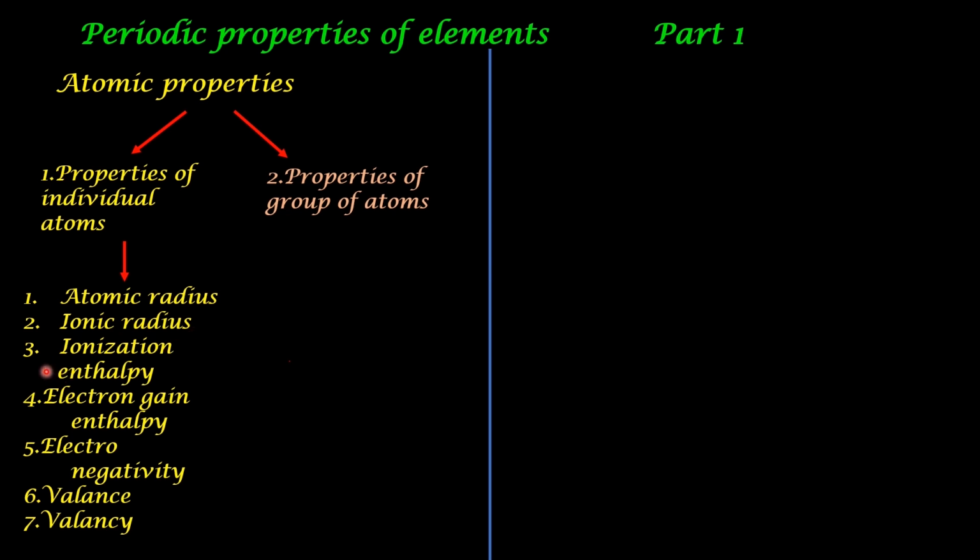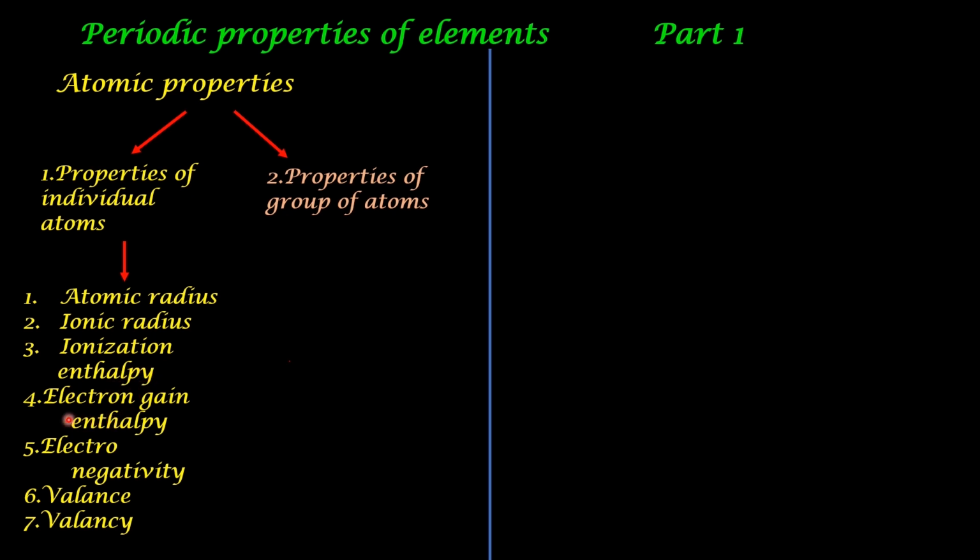The third one is ionization enthalpy. Ionization enthalpy is the energy change accompanying the loss of an electron. It is the energy absorbed by an atom when an electron is lost from the atom, that is, during the formation of cation. Why should atoms lose electrons? We will answer that question in the coming videos.